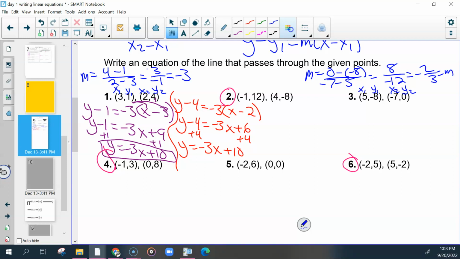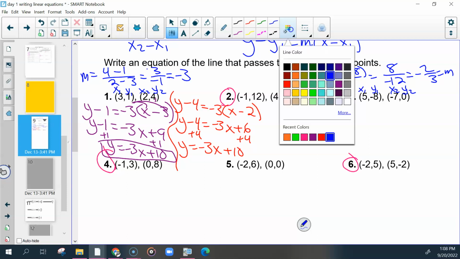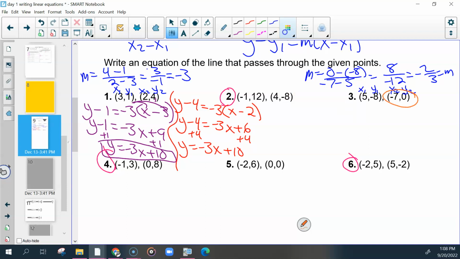Then again, we have a choice, but I will say if you see an ordered pair that has a 0, use that one. It'll make your lives a little bit easier. You'll see why here in a second. So let's say I chose this ordered pair to use. Then I would set this up. Y minus my y value, which is 0. My slope is -2/3, and then x minus my -7.